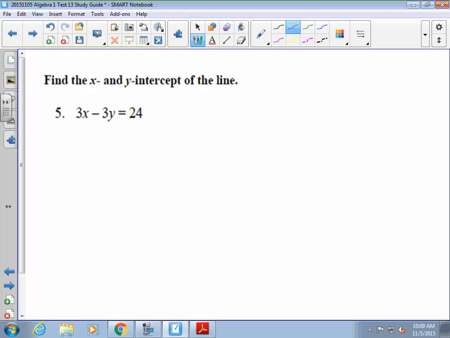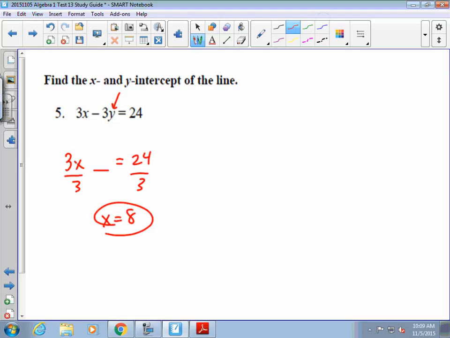Again, x and y intercept, we're going to do the same thing. To find the x-intercept, we'll go a little quicker this time. 3x minus 3 times 0 will eliminate that part of the problem, equals 24. Divide by 3 on both sides. X is 8. So your x-intercept's 8.